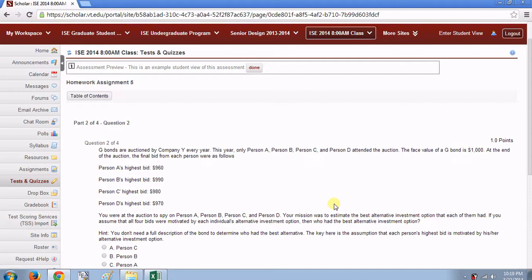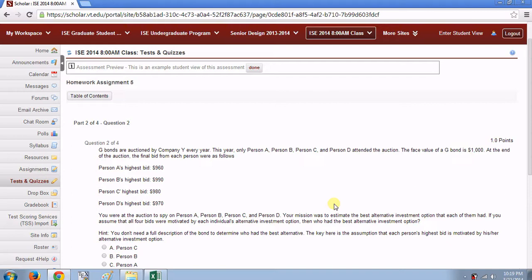Now here's what I want you to think. Let's say there are 2 people, you and me. I have an alternative investment option that gives me 10% interest every year. You can take whatever time period you want for this bond. And you have an alternative investment option that gives you 20% return. So in essence, your alternative is better than mine. So who is more inclined to pay more for this bond, you or me?